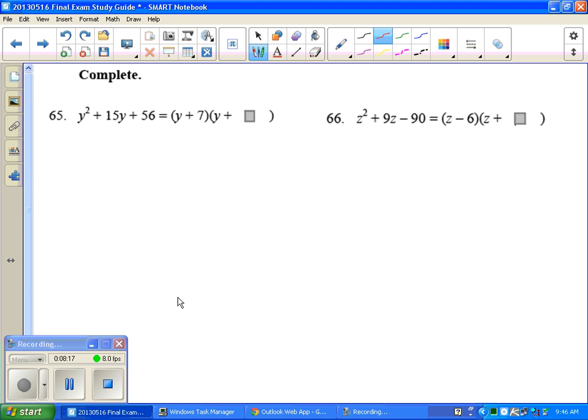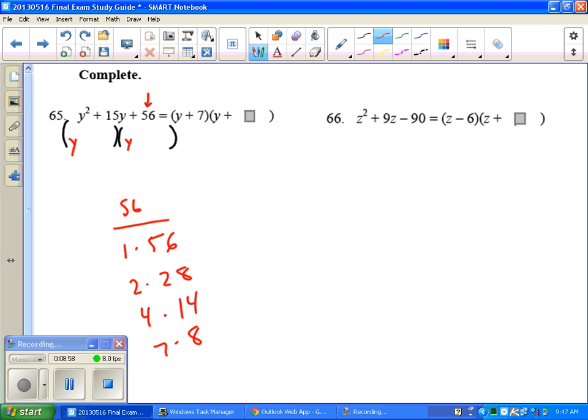For number 65, and 66 tells you to fill in or complete this one with the missing value. We have a trinomial, y squared plus 15y plus 56. We want to make it into two binomials. Remember, to make it into two binomials, you just put two sets of parentheses, y times y, and then you have to factor out 56. 1 times 56, 2 times 28, 3 times nothing, 4 times 14, 5 doesn't go into it, 6 doesn't, and 7 times 8.